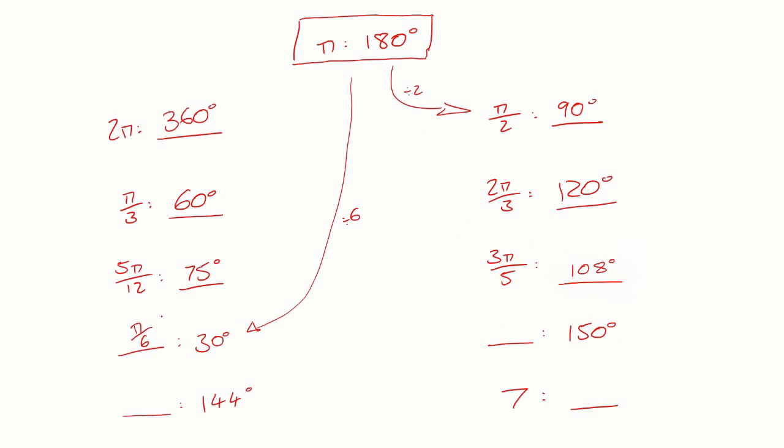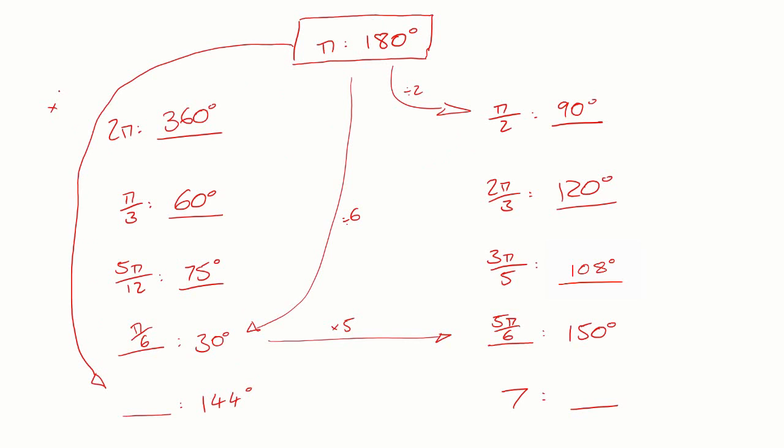Best way I think of getting to 150 is doing 5 lots of this one. So that will be 5/6 pi or 5 pi by 6. Down here, what's the best way of getting 144 degrees? I think the best way is to consider just some fractions. How do we turn 180 into 144? We times by this fraction. Simplify that fraction, 144 over 180, and you get 4/5. So this is 4/5 pi.